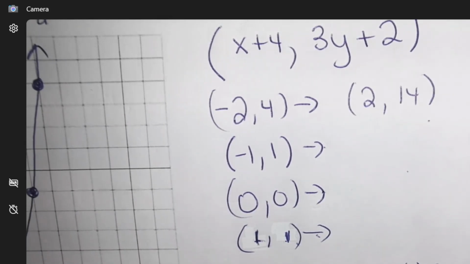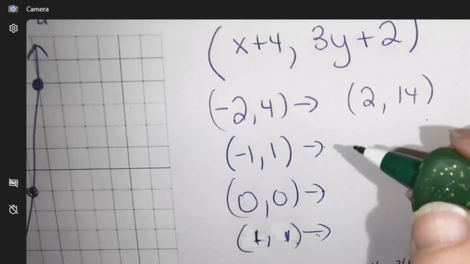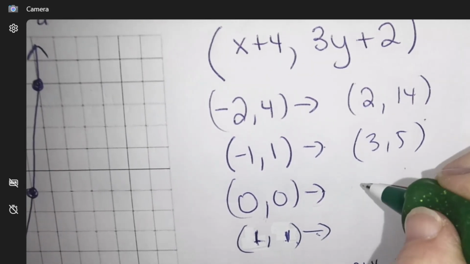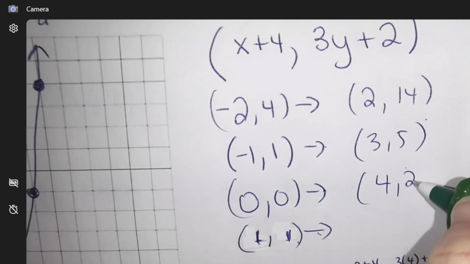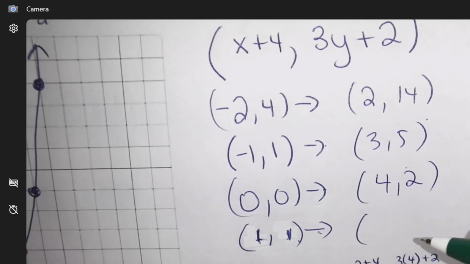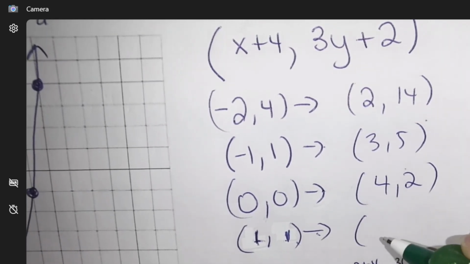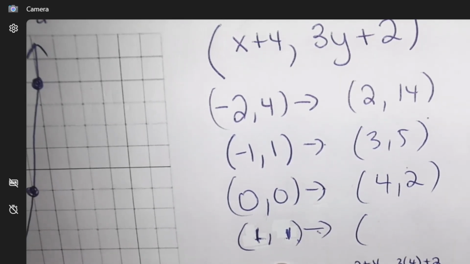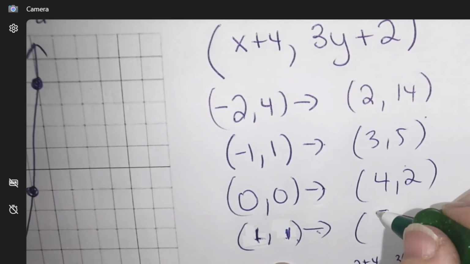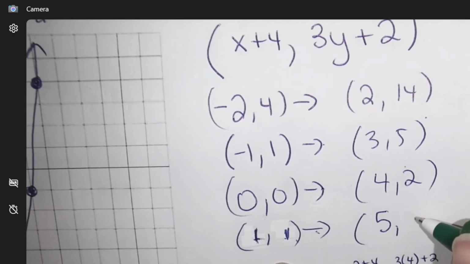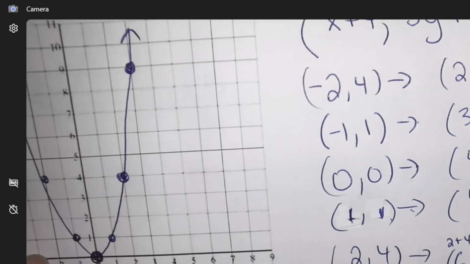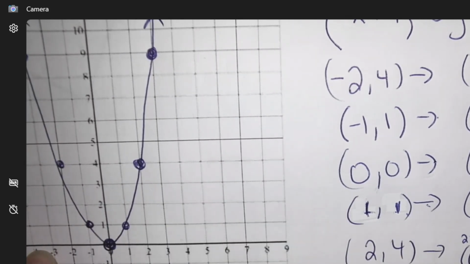Who's got something for me in the middle? Peyton, do you have something? 3, 5. Moses, do you have something here? 4, 2. Who's got something? Anderson, do you have something there? What'd you say, 5? 5 and then 5, like that. Okay, so I'm going to graph this stuff.